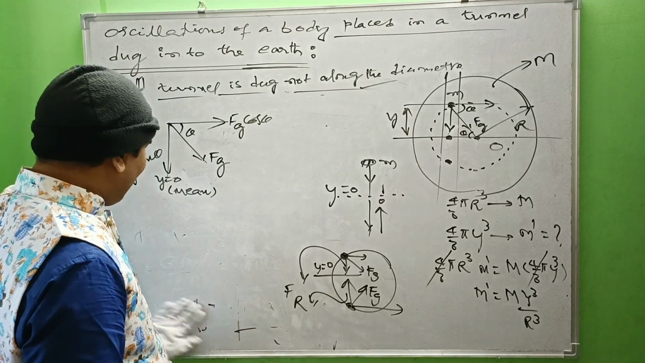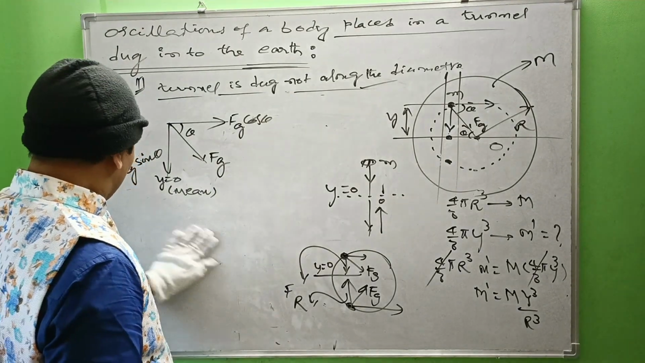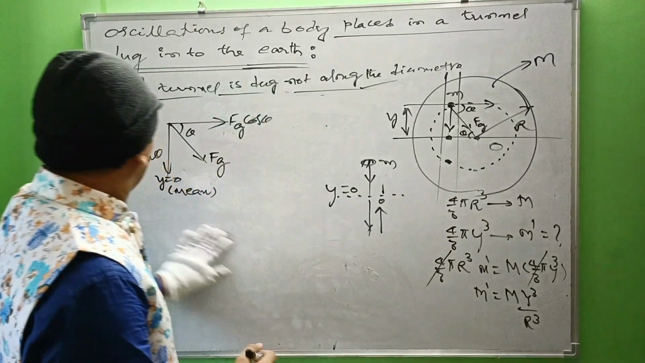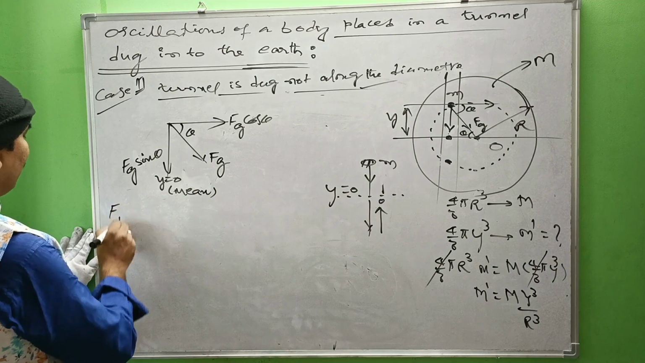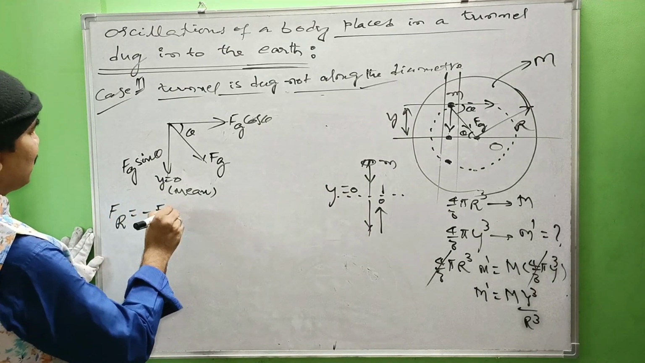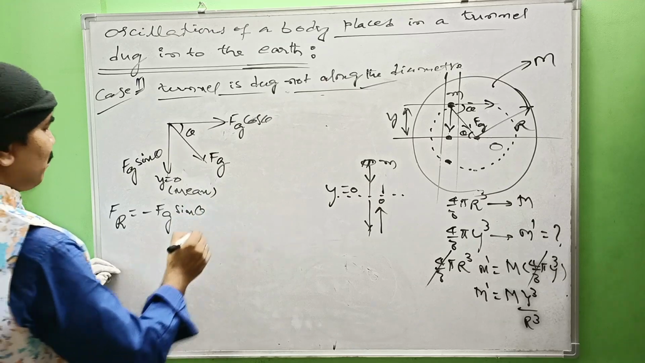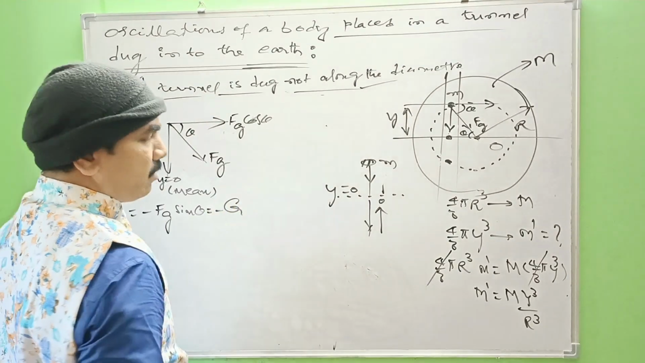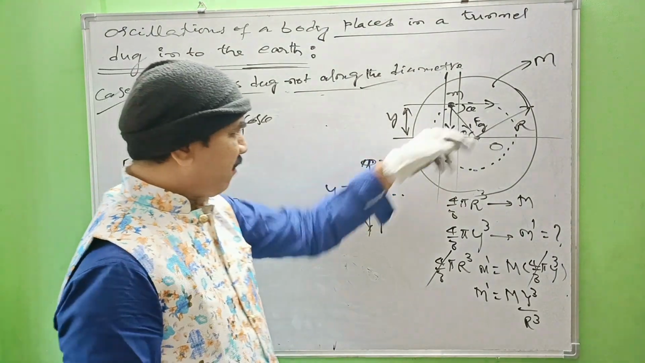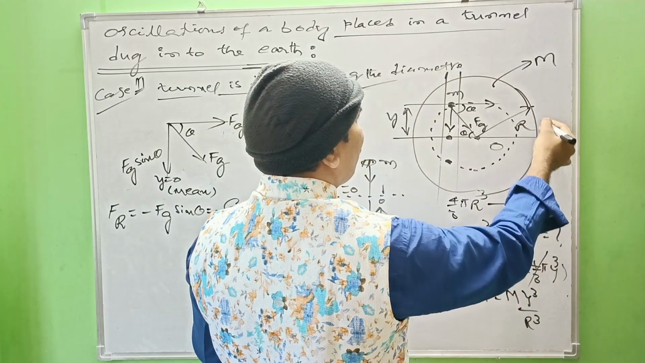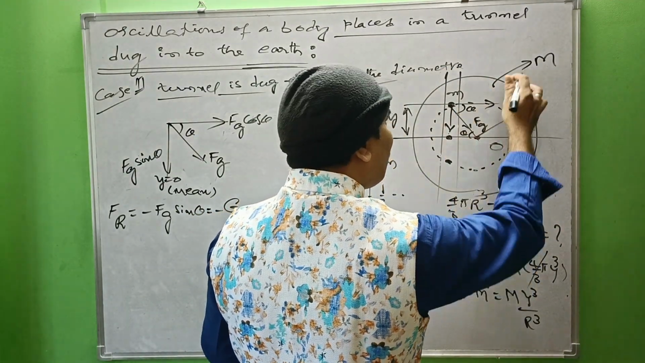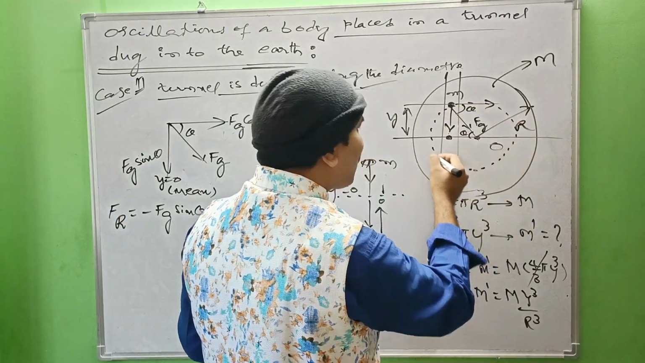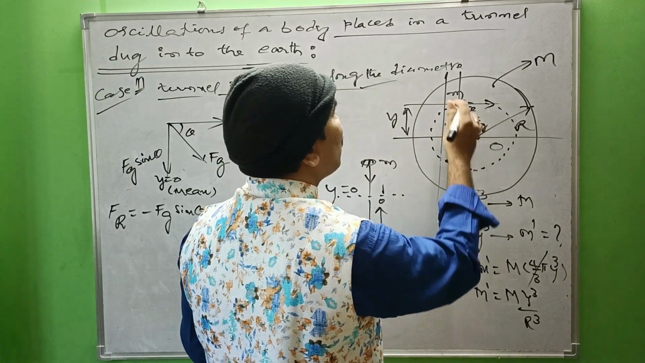So this time again we need to find Fg sin theta. F restoring equals minus Fg sin theta. That is minus Fg, and Fg means G into M1 M2 by distance square. What is M1? M1 is the mass of the effective sphere only, not the entire sphere of Earth. Why? Because when the particle is placed somewhere here, it is influenced by a smaller sphere of radius, say x, like this.